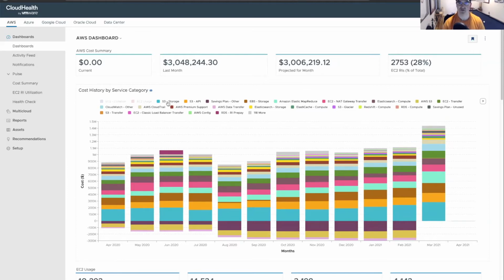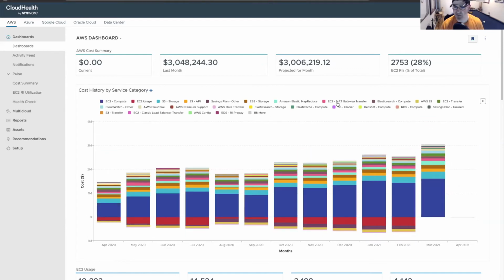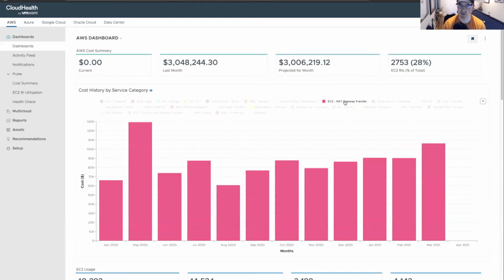It also lets you focus in on very specific services. So if we wanted to look at, let's just arbitrarily pick NAT gateway transfer costs here, I can zoom in on that one specific service and get a trend really quickly of how this service has performed for us in terms of spend over the last 13 months.